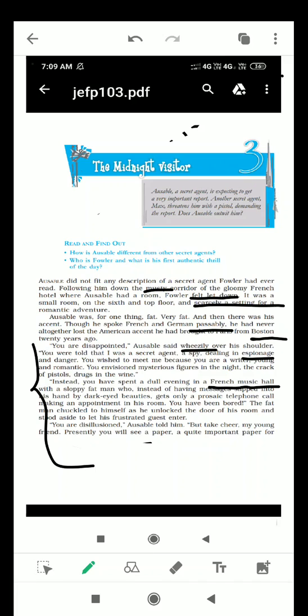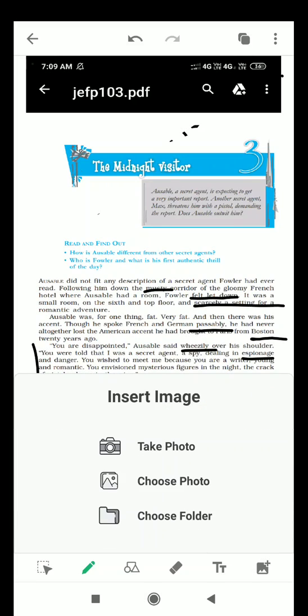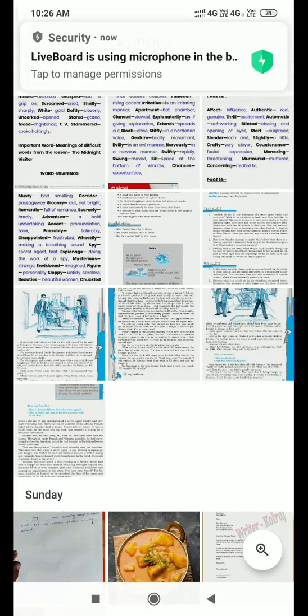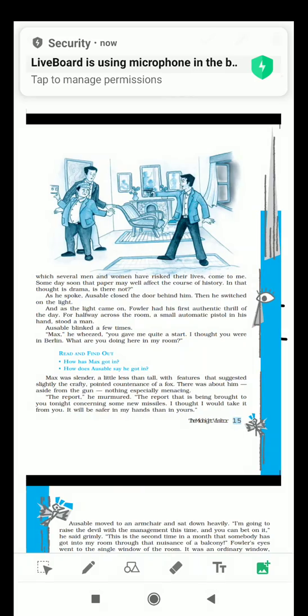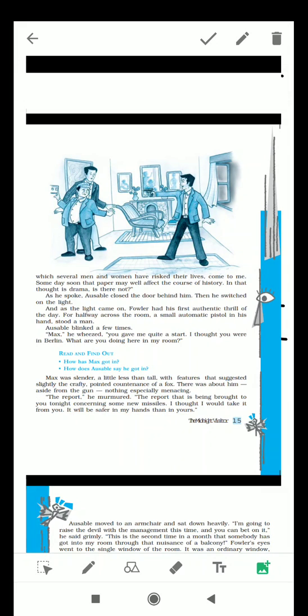My young friend, presently you will see a paper, a quite important paper. He asked, that means you might have been frustrated, but be cheerful. Now you will get a very important paper, and that is quite influential. Next, for which several men and women have risked their lives, come to me someday soon. That paper may well affect the course of history. In that thought is drama, is there not?